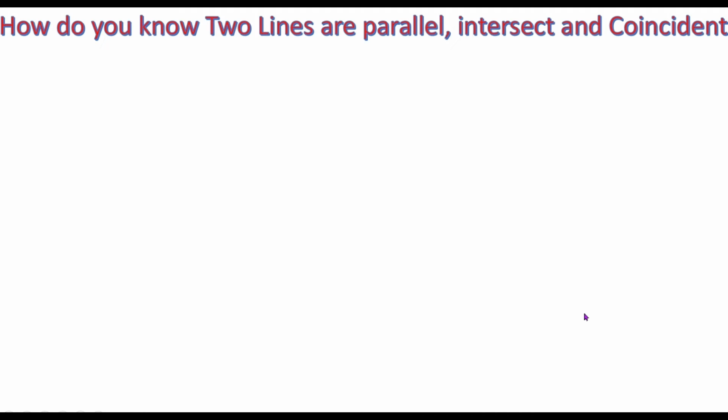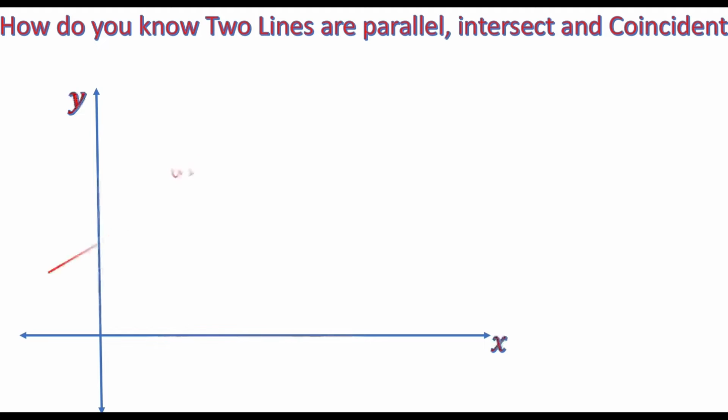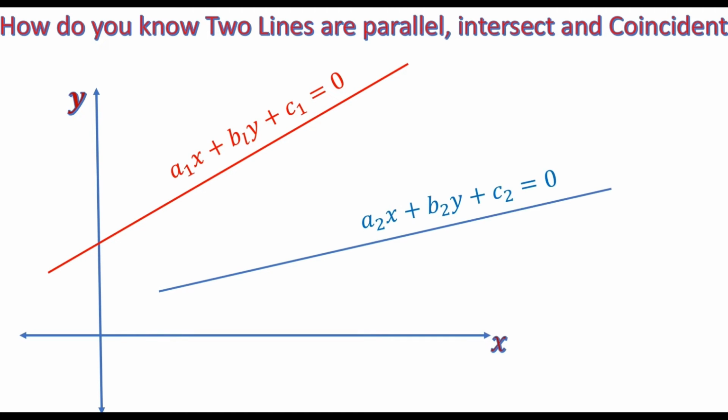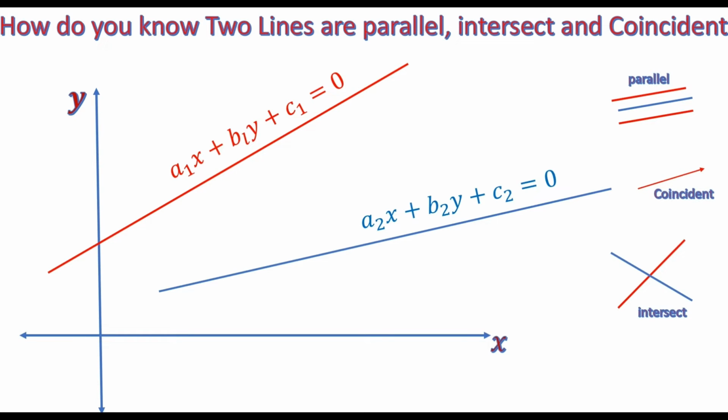How do you know two lines are parallel, intersect or coincident? Let's take the coordinate system and take the line a1x + b1y + c1 = 0 and another line a2x + b2y + c2 = 0. How do you know these two lines are parallel or coincident or intersect at a single point? If you watch this complete video, you will understand all this.